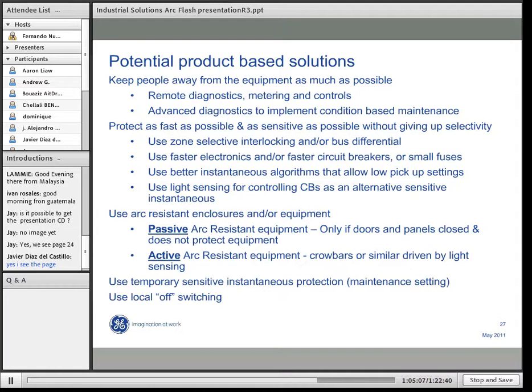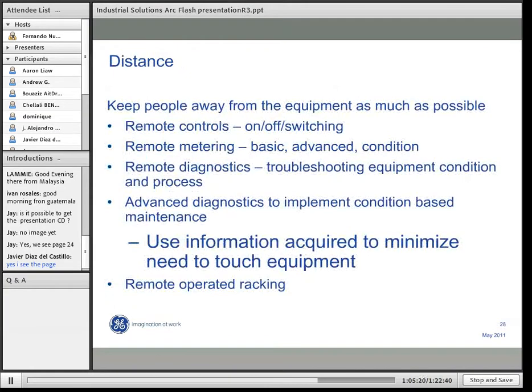You can also use maintenance settings on your protection so that you reduce the amount of current that it takes to trip when you are doing maintenance. So say you can throw a switch and set everything to trip on minimum pickup of instantaneous rather than what its previous setting was, and that way you will be much safer if you have to work on the live equipment.